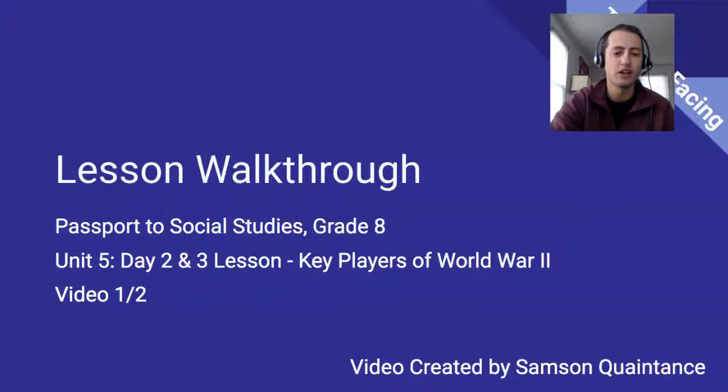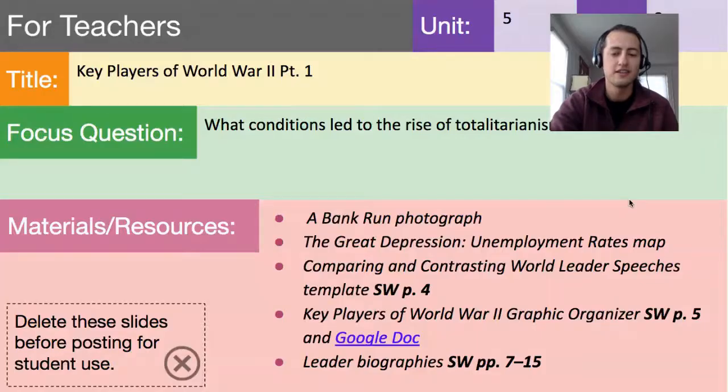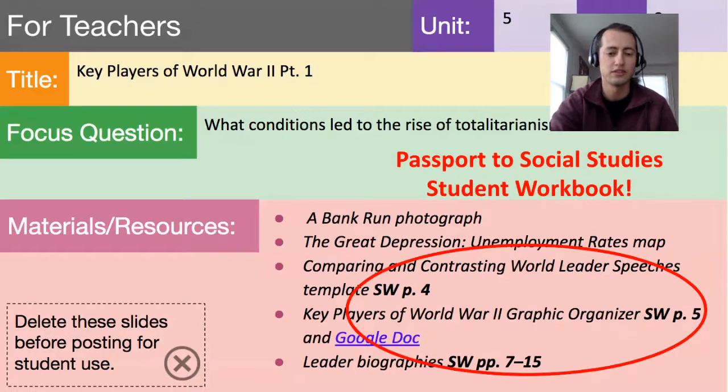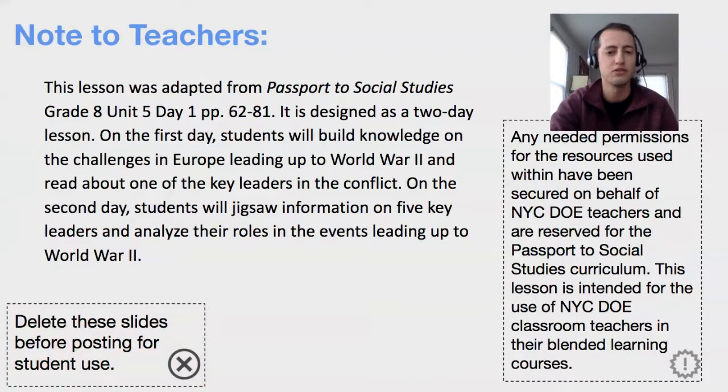This is a lesson walkthrough for Grade 8, Unit 5, Day 2 and Day 3 lesson, Key Players of World War II. This lesson has a lot of great materials in the Passport to Social Studies student workbook, so make sure to check out page 4, 5, and 7 through 15 to see those materials. And make sure to delete these slides before distributing them to students.